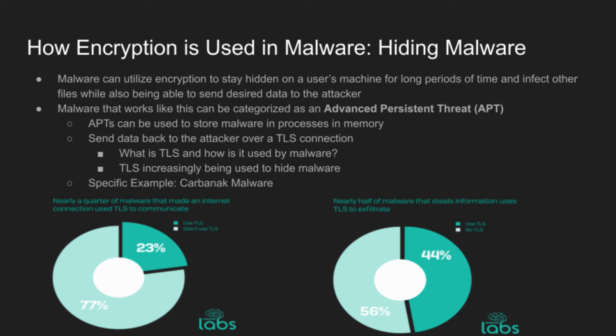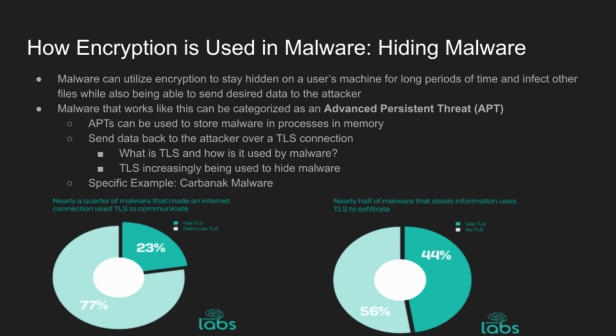Advanced persistent threat malware can be hidden in memory. Without touching the hard drive, the malware can execute in memory and inject itself into processes and store encrypted payloads inside of image files to avoid detection. Encryption is also used when sending data back to attackers over a transport security layer or TLS connection.